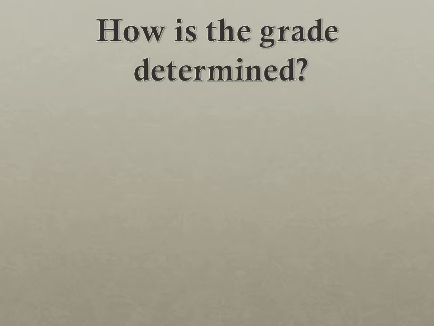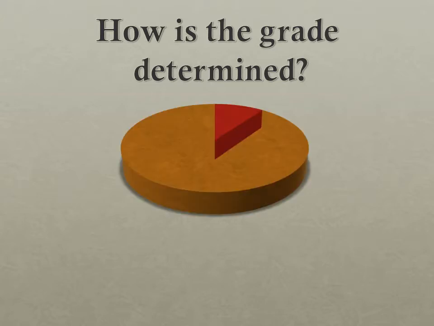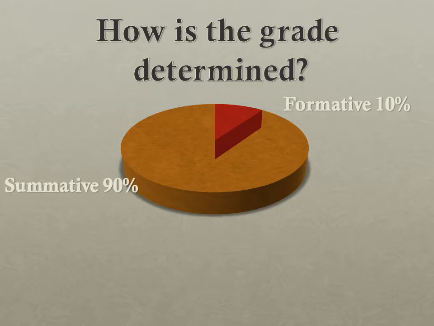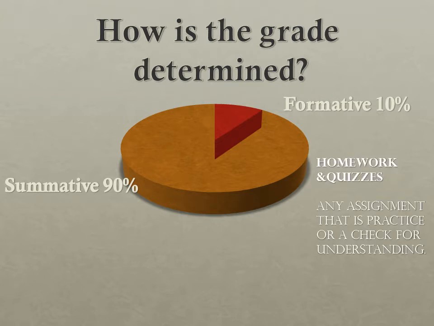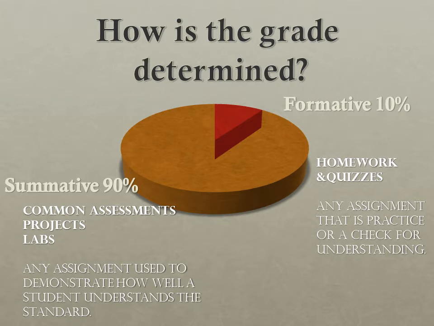Assignments are put into one of 2 categories at Morton. This includes formative, which makes up 10% of the grade, and summative, which makes up 90% of the grade. Formative may include items like homework and quizzes. Formative represents any assignment that is practice or is used to check for understanding. Summative may include common assessments, projects, or labs. Summative assignments are used to demonstrate how well a student understands the standard.